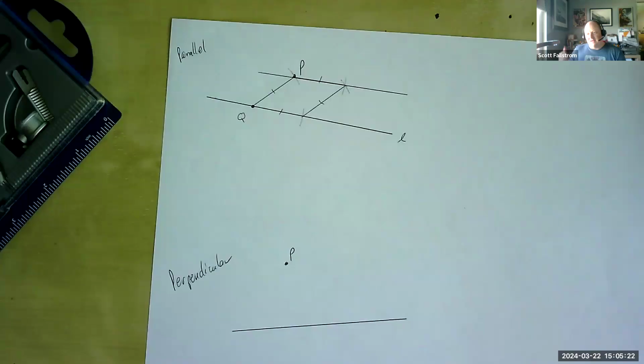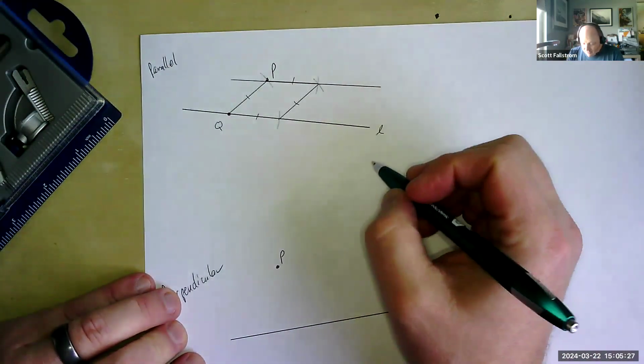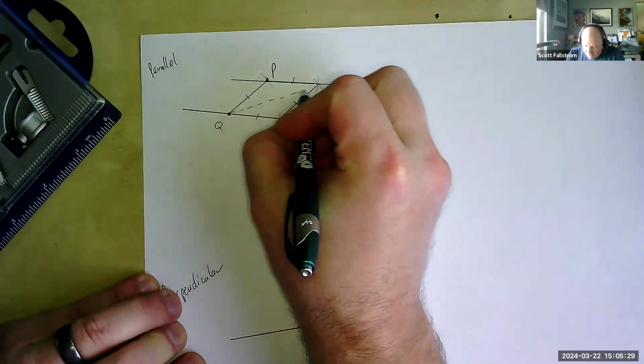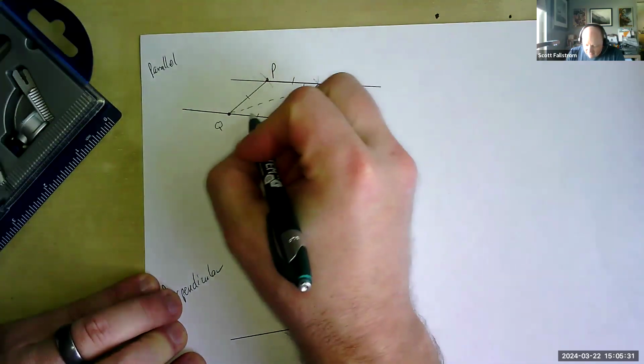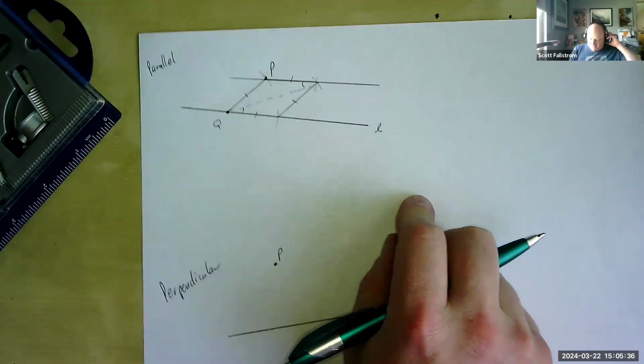Quick and easy. Again, rhombus is the key. If you're looking for why that is so important, it's because if I would create this diagonal, those angles would be congruent and therefore parallel lines.